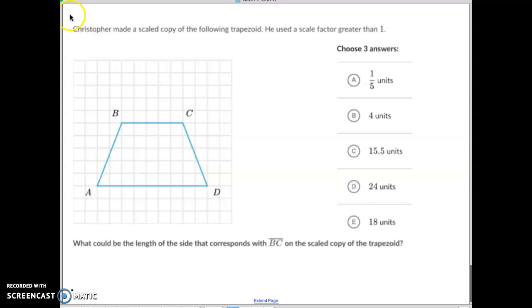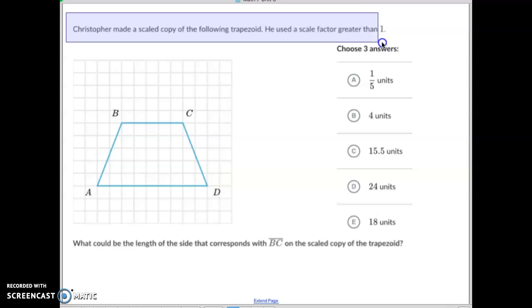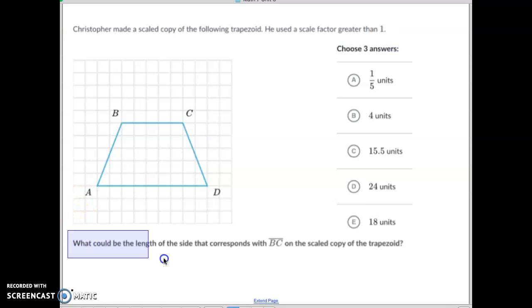Here we go. Chris made this following scale copy of a trapezoid. He uses a scale factor greater than 1. Okay, what could be the length of the side that corresponds with the BC side of the scale trapezoid? So BC goes from right here. I'm going to just highlight this in a nice red letter. BC goes from here to here. Okay, hopefully that makes sense.